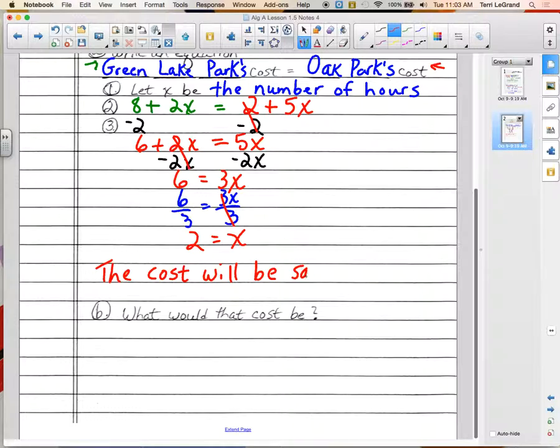Sentence. When Marlowe, we'll just use his name, rents for 2 hours. So if he wants to go on a 2-hour bike ride, doesn't matter which place he goes? No, doesn't matter which one.